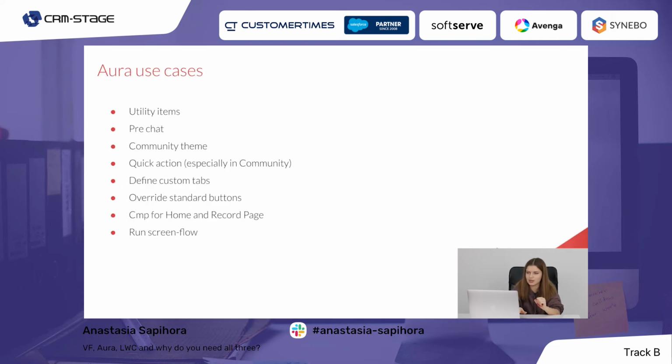Let's discuss our use cases and where we can use it. Aura, as well as Visualforce, has lots of places and use cases where we can use it. For example, you can place your custom component on a record page or home page in Lightning App Builder. You can also build your custom component and place it in some kind of quick action or in utility items. You can have a quick action which will be global or related to a particular record.